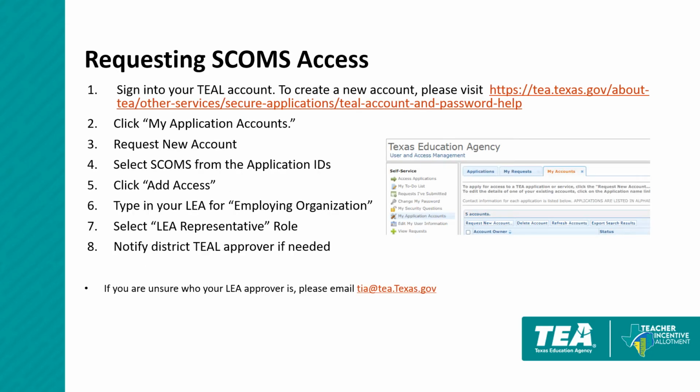To request access to SCOMS, first sign in to your Teal account. To create a new account, please visit the link provided. Then you'll click My Application Accounts, request a new account, and select SCOMS from the application IDs. Click Add Access and type in your district for the employing organization. You'll then select the LEA representative role and notify your district Teal approver if needed. If you're not sure who your LEA approver is, or you're having trouble getting your account approved, please email tia@tea.texas.gov.